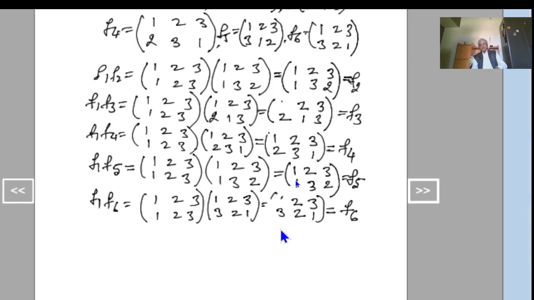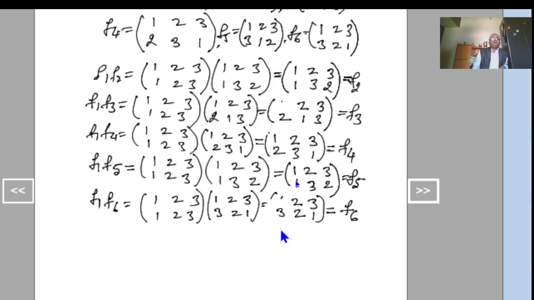Yes. Here we can observe that F1, F2 equals F2. F1, F3 is F3. F1, F4 is F4. F1, F5 is F5. F1, F6 is F6. That means this is just like E into A equal to A itself. That means here F1 is acting as the identity element.